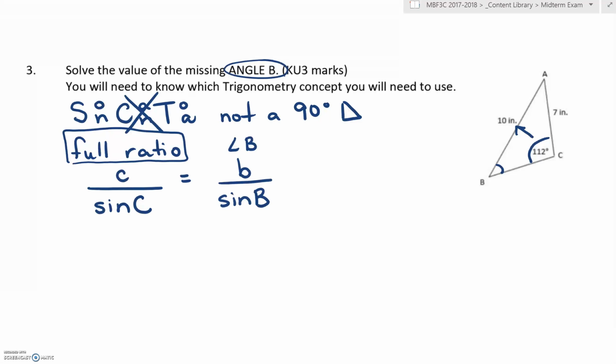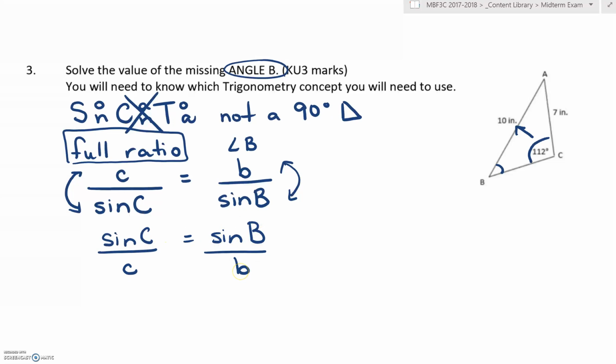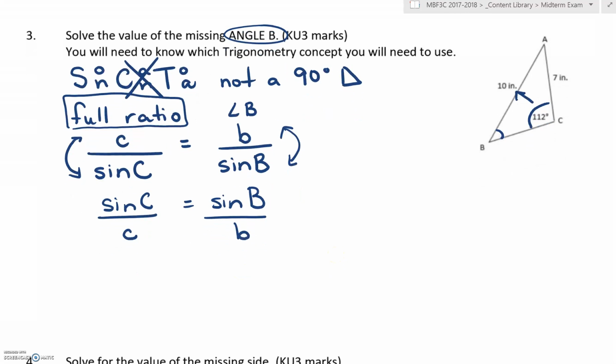Since we're looking for angle B, and the angle is at the bottom, we're going to flip both fractions because we want our unknown at the top. So I'm just going to switch this to sine C over lowercase c and sine of B over lowercase b. So now I'm ready to solve this. Angle C is 112, so it'll be sine of 112 degrees divided by lowercase c, which is right across from angle C, and it's 10. We don't have angle B, so we don't write it, and lowercase b is 7.